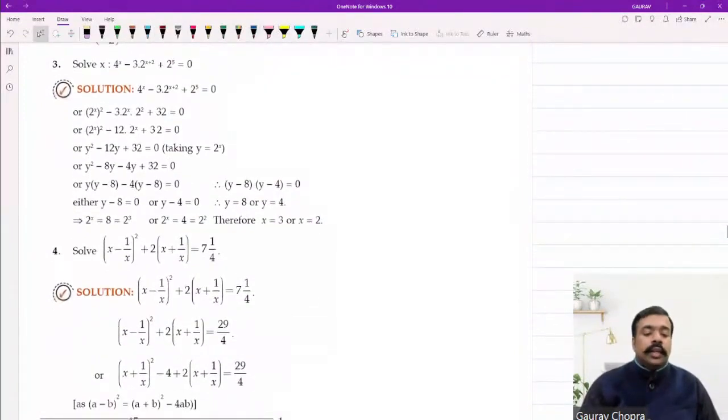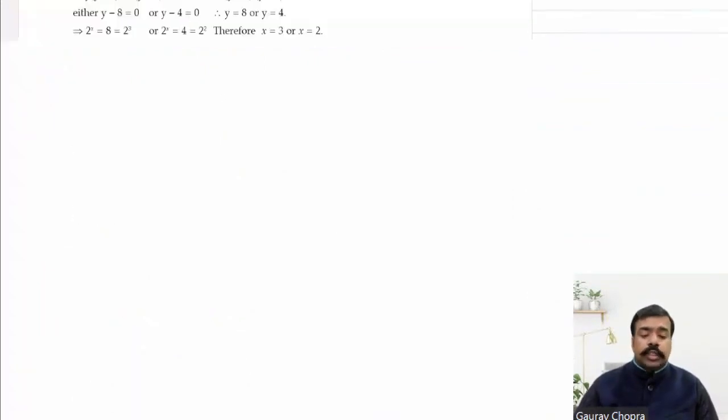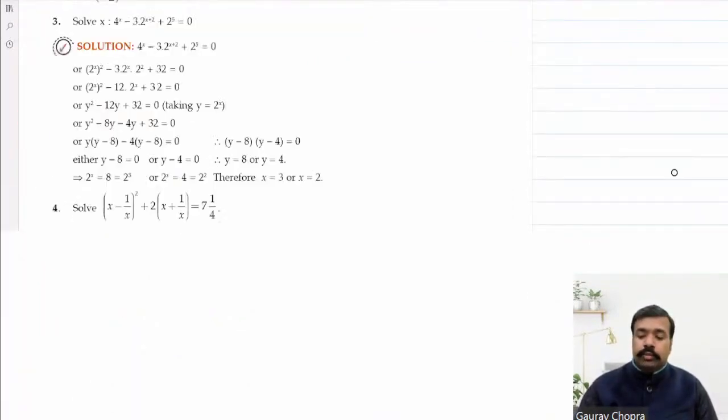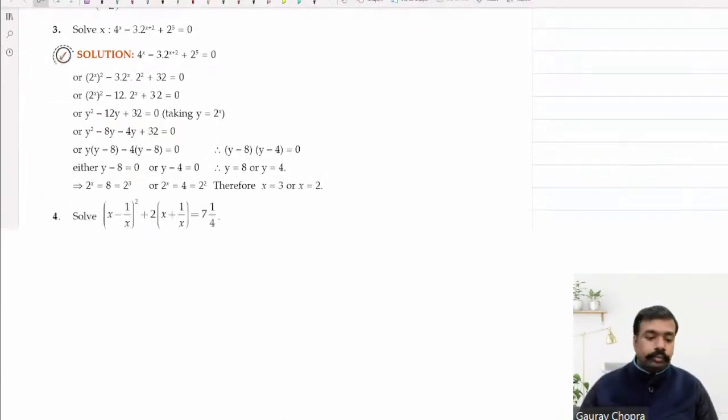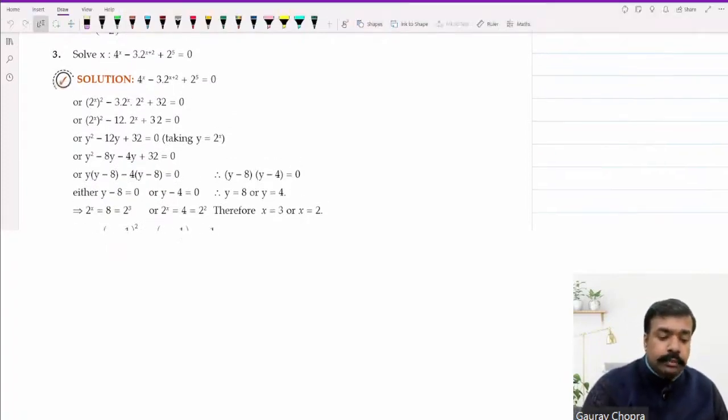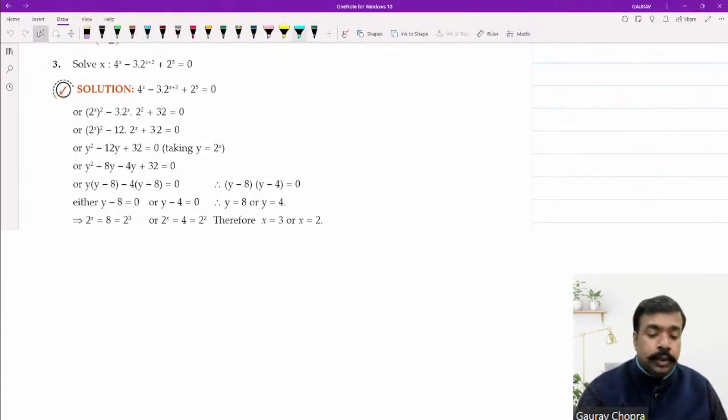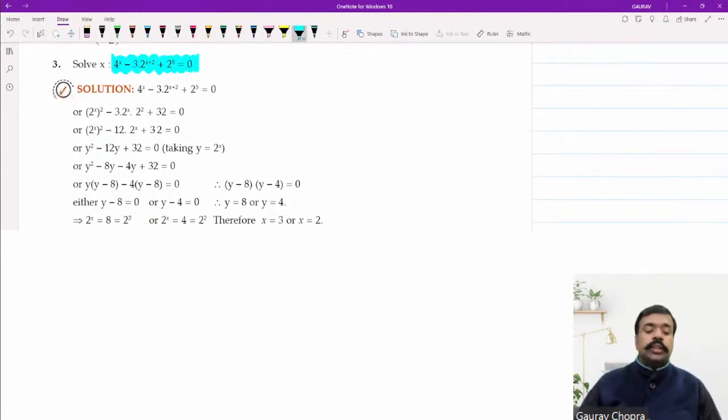Now let us try the different one. That is the third one. Now the third one says we have to solve for the value of x. We have 4 to the power of x minus 3 times 2 to the power of x plus 2, and plus 2 to the power of 5 equal to 0. So this is the whole thing which is given. And now we have to simplify it and get the value in terms of x. Okay.